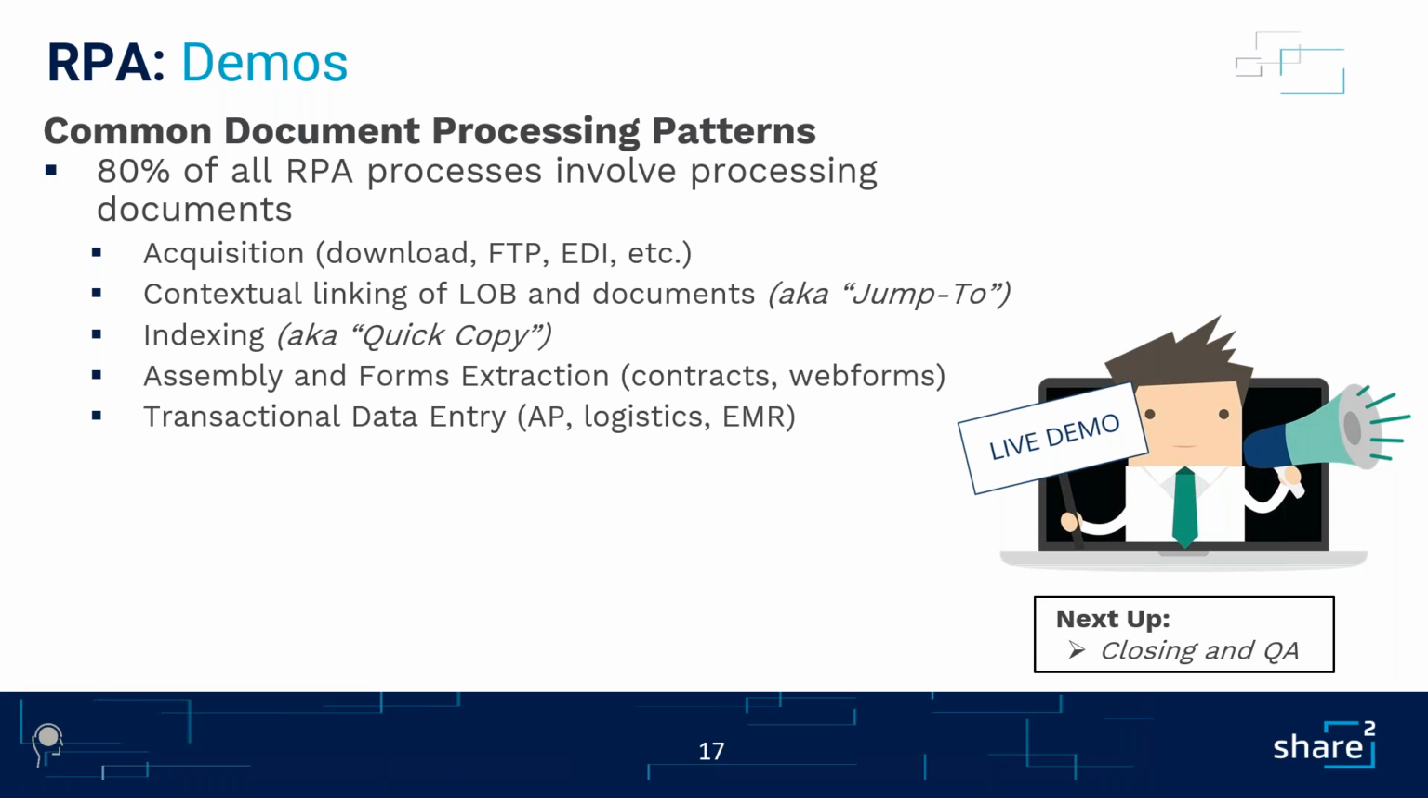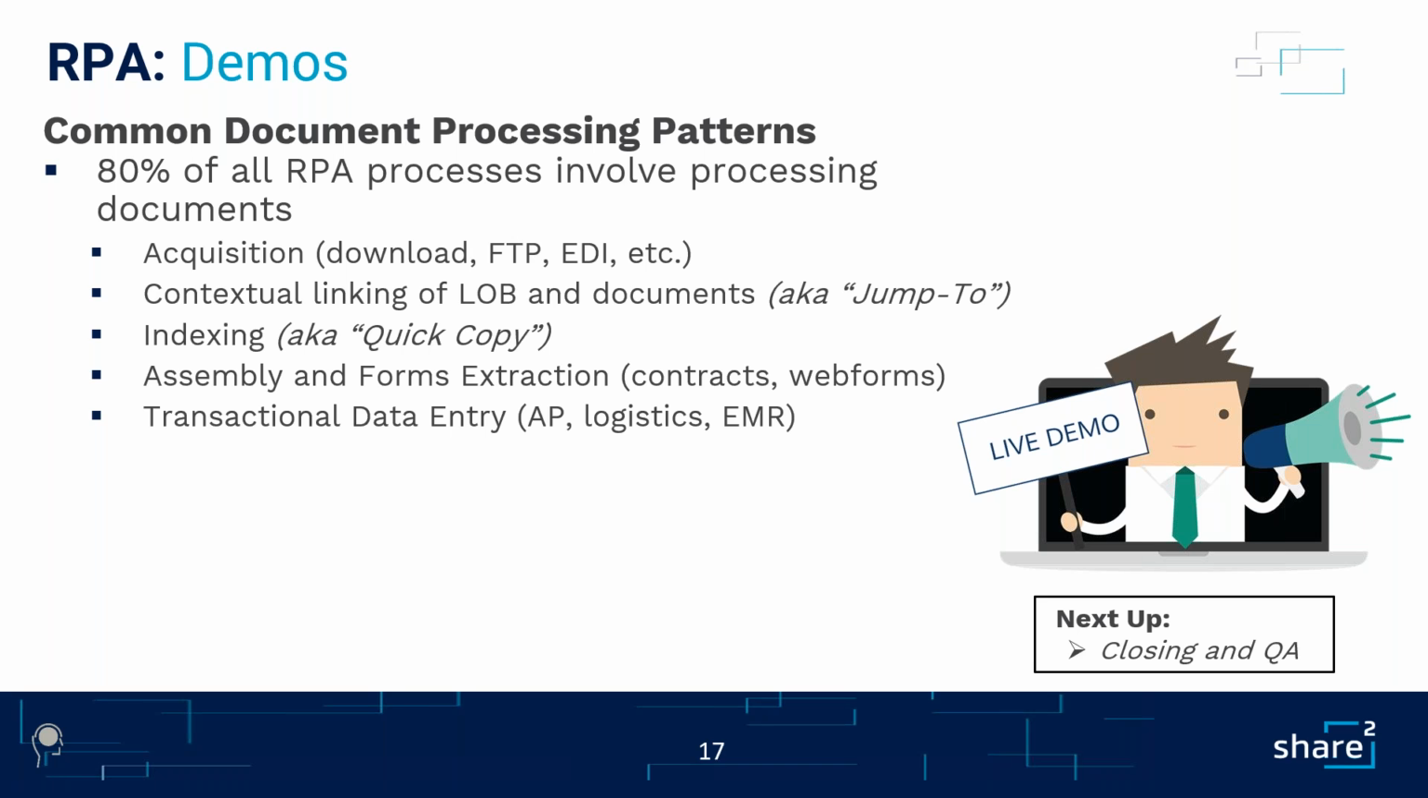So one of the common patterns that we see is that RPA is used as a document acquisition method where the document management packages kind of leave off out of the box. Second is contextual linking of line of business systems to documents, something we call the jump to pattern.